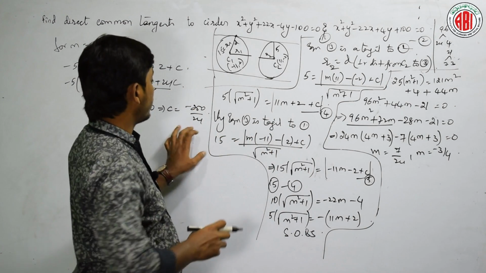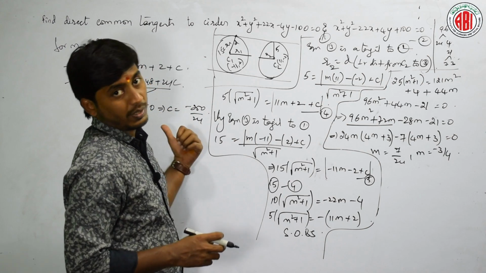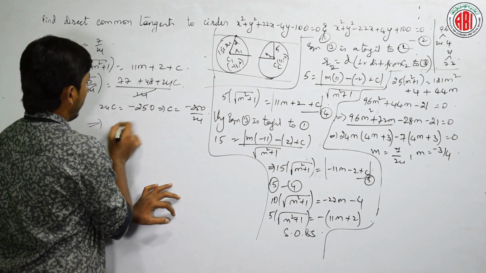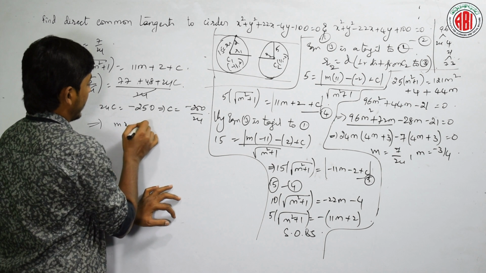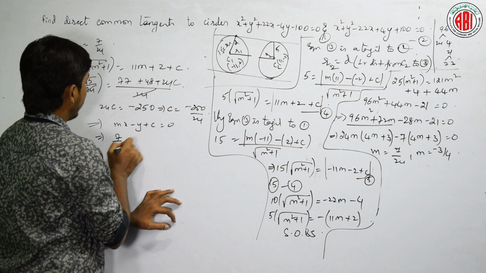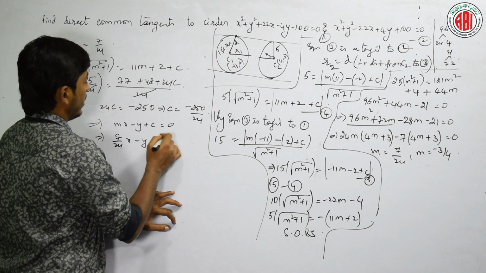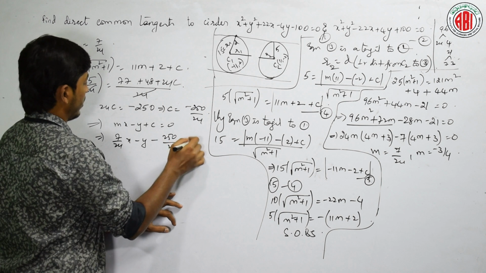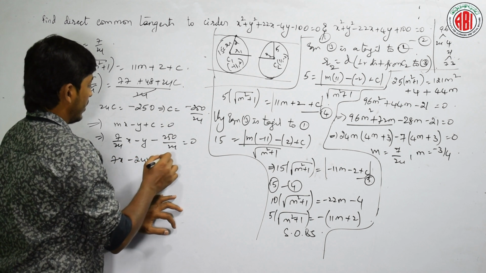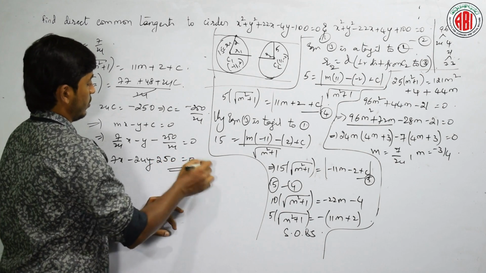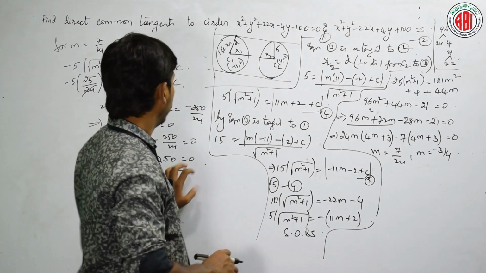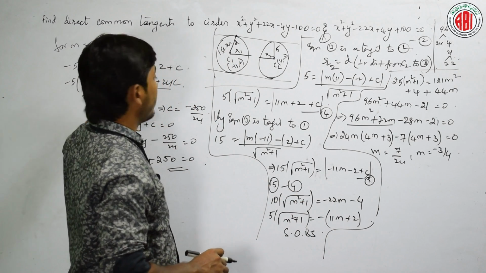Okay. Let us substitute this value in the equation, that is y equal to mx plus c. What is m? Therefore, mx minus y plus c equal to 0. In that, m is 7 by 24 x minus y minus 250 by 24. Therefore, it will be 7x minus 24y minus 250 is equal to 0. This is our equation of tangent. Clear? This is by using 7 by 24.